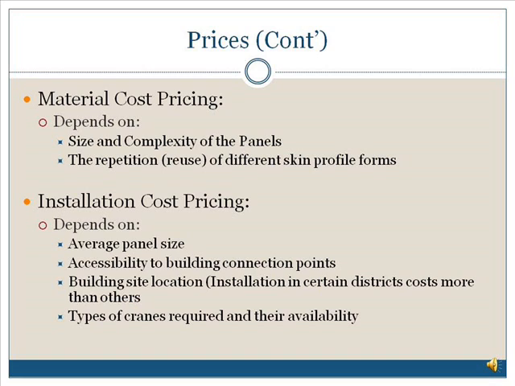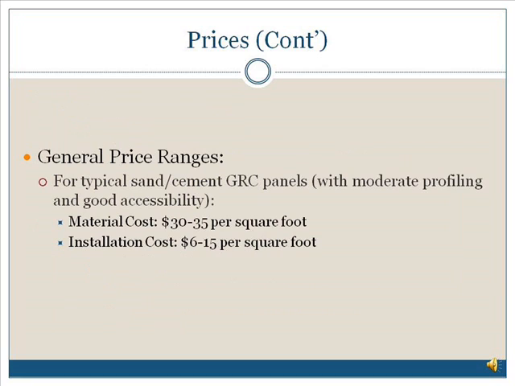The material cost depends, of course, on the size and the complexity of the panels and the repetition of the skin profile forms. As for the installation, it depends on the panel size, the accessibility to the site, the location, and the types of cranes that will be used. The general international prices range between $30 to $35 per square foot for the materials and $6 to $15 per square foot for the installation.